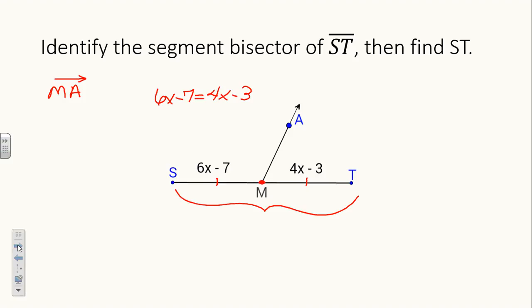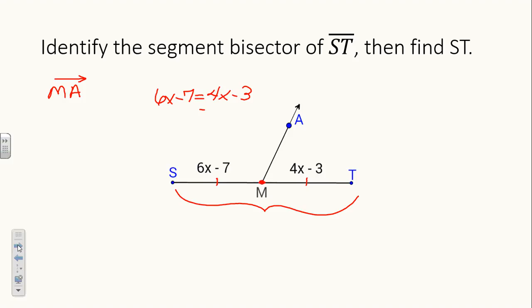Now we're back to our seat in Algebra 1, right? How do we solve something like that? Combine like terms, if there are any like terms on the same side of the equal sign, right? So can 6x and negative 7 be combined? Nope. Can 4x minus 3 be combined? Nope. So we need to gather our x's to one side, right? And our numbers to the other. Okay? So what happens when we get our x's to one side? We're going to subtract.